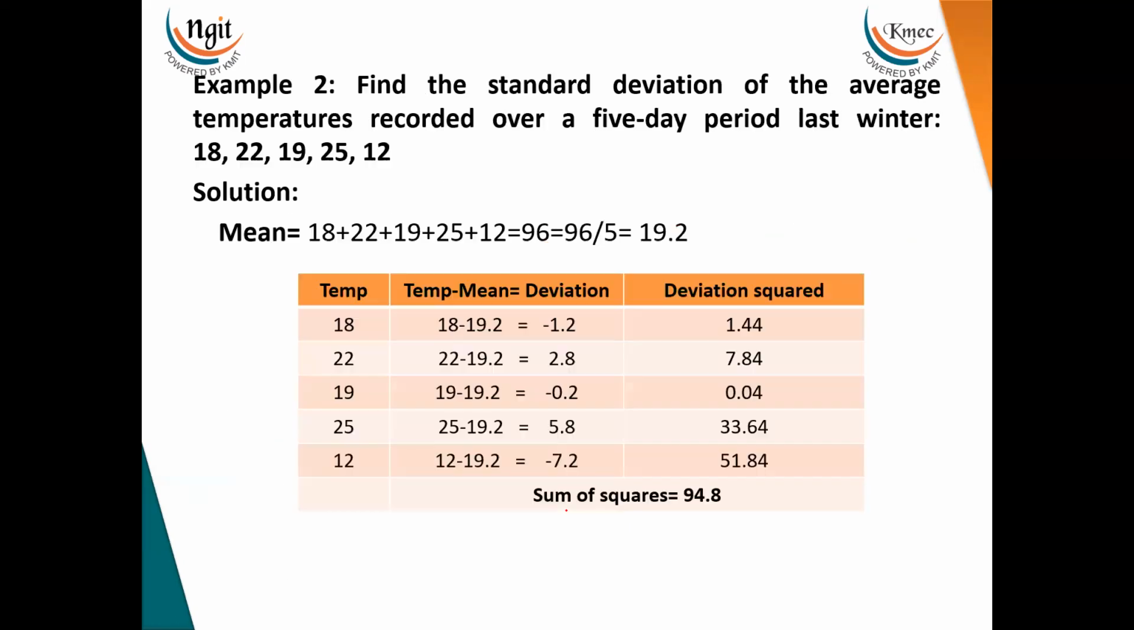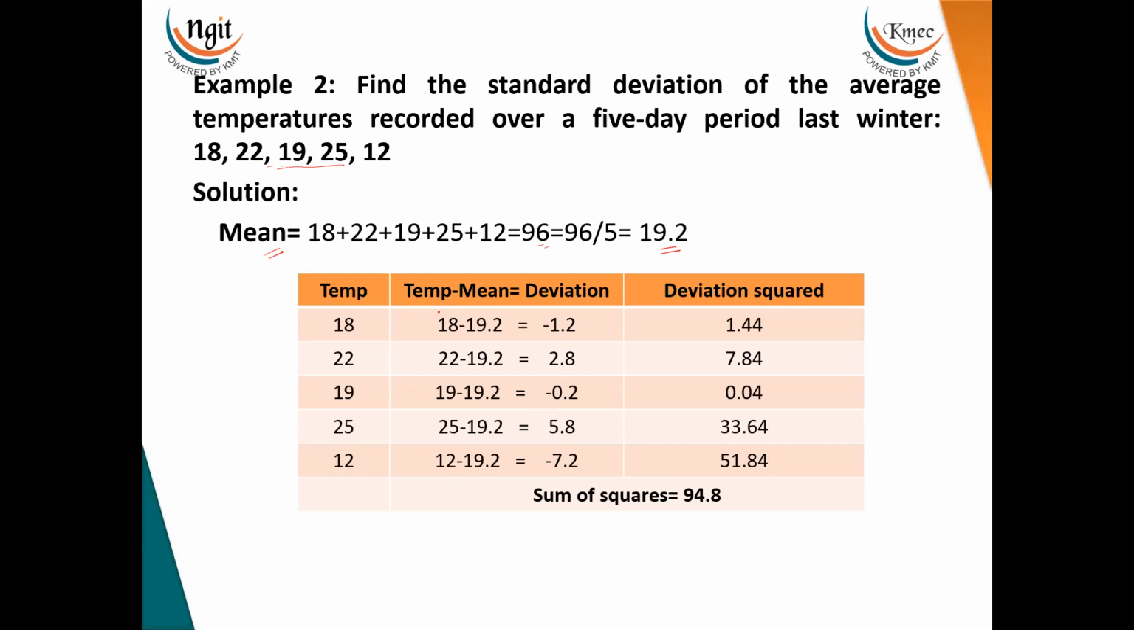Let us discuss one more example. Here, find the standard deviation of the average temperatures recorded over a 5-day period last winter. So these are the temperatures recorded. Let us find the standard deviation and the variance. The very first step in finding the standard deviation or variance is to calculate the mean. So adding all these together gives 96. How many values do we have? n is 5. So it is 19.2. So the mean is 19.2.